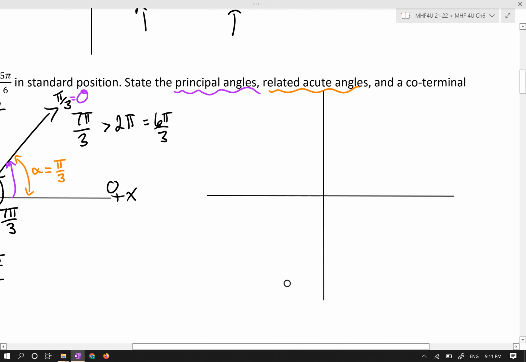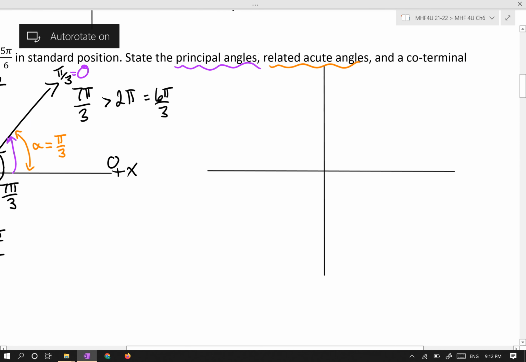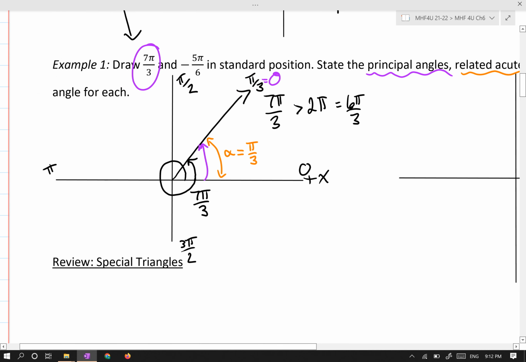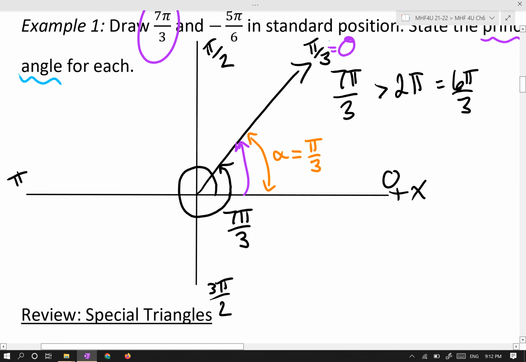Now, if we're coming up with a coterminal angle, we'll go with a nice blue color. If we're coming up with a coterminal angle, then we need to come up with another angle that shares this same terminal arm. We could go with pi over 3, because pi over 3 is another angle compared to 7 pi over 3, but we'll play around with this and we'll see our options.